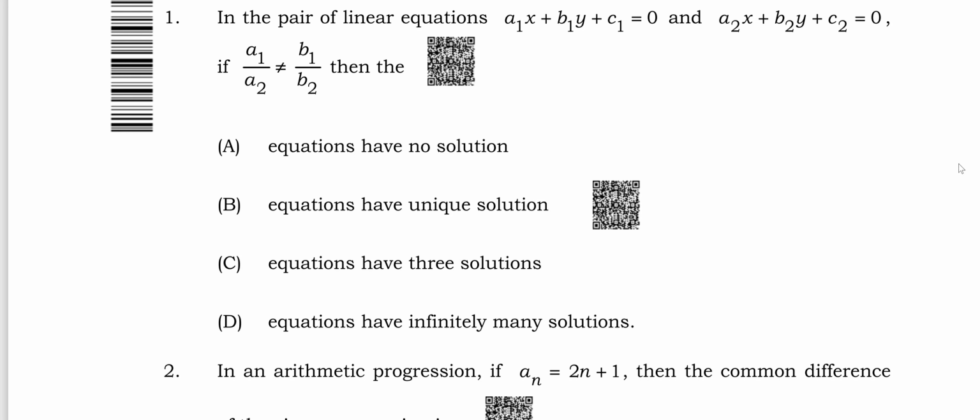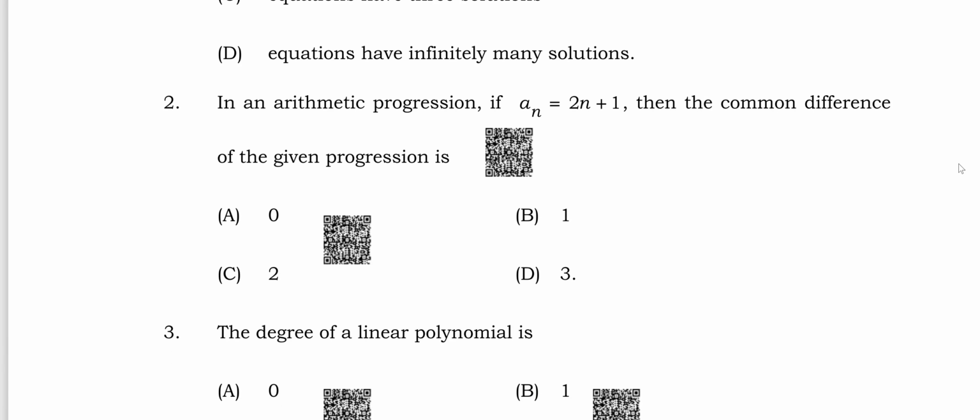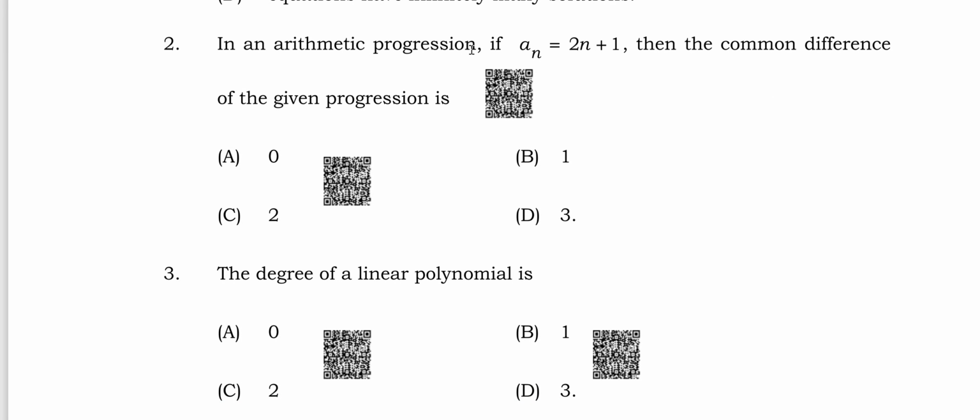See how familiar the questions they have asked are. Again, see question number 2. In an arithmetic progression, if an equals 2n plus 1, then the common difference of the progression is. Children, if you want to tell the common difference, how many terms are required? Minimum 2 terms, a1 and a2. a2 minus a1 is d. The common difference formula is d equals a2 minus a1. Have they given a1 or a2? No. So how to find? In 2019, we found a2. But here what should we do?